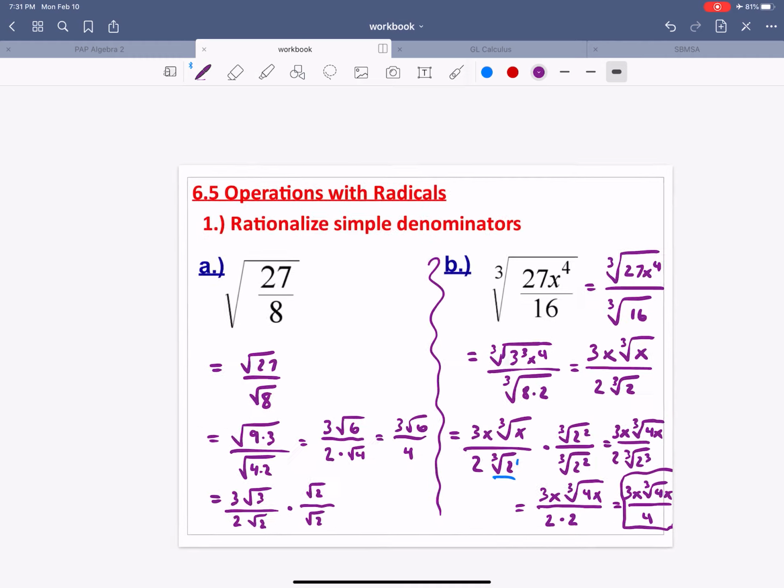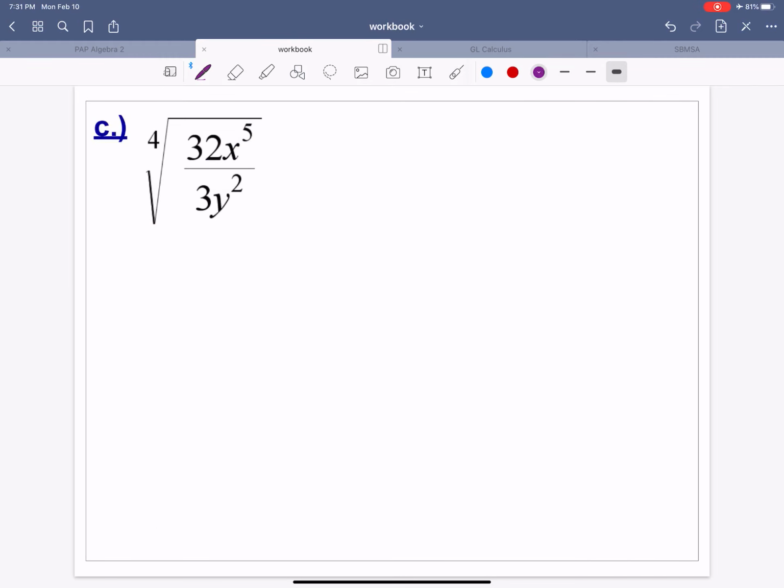Okay, let's try another one of those. If you are doing this yourself, maybe try pausing this video here and see if you could work this out on your own. If you're not interested in that, we'll just do it together. So first step here is to split this up to the 4th root of the top, which is 32x to the 5th, all over the 4th root of the bottom, 3y squared.